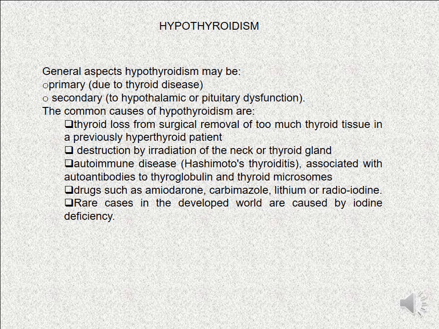The most common causes of hypothyroidism are thyroid loss from surgical removal of too much thyroid tissue in a previous hyperthyroid patient, destruction by irradiation of the neck or thyroid gland, autoimmune disease like Hashimoto thyroiditis associated with autoantibodies to thyroglobulin and thyroid microsomes, and drugs such as amiodarone, carbimazole, lithium, or radioiodine. Rare cases in the developed world are caused by iodine deficiency.